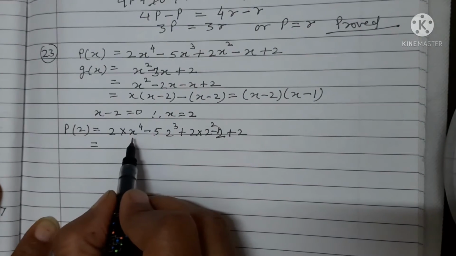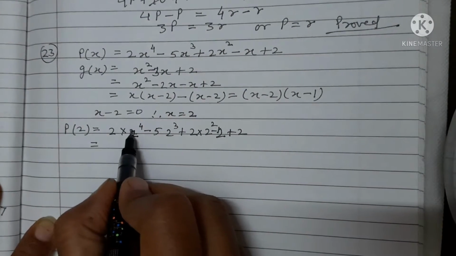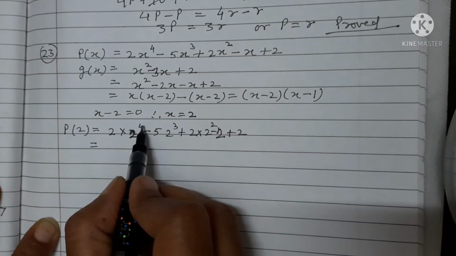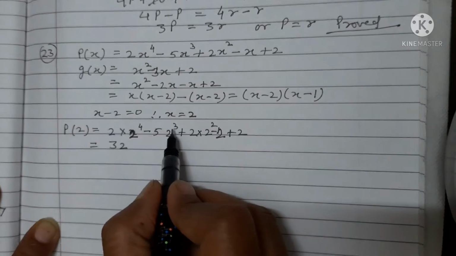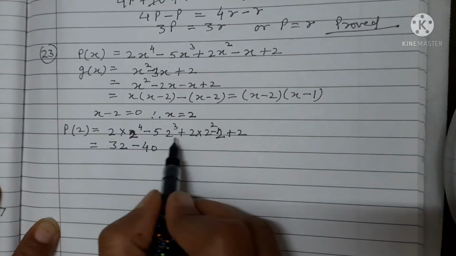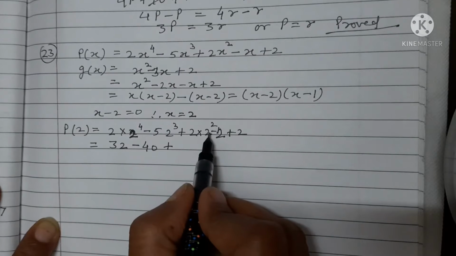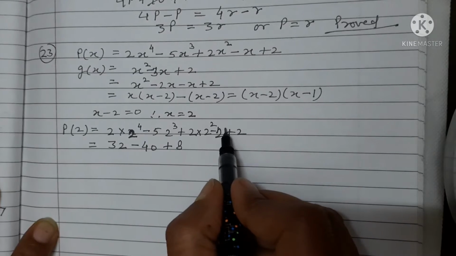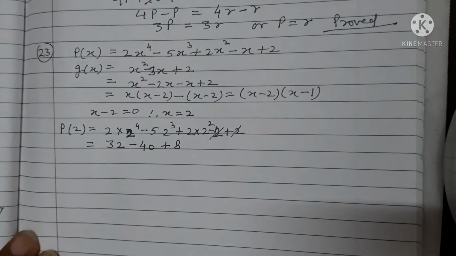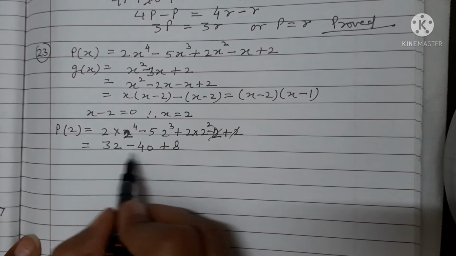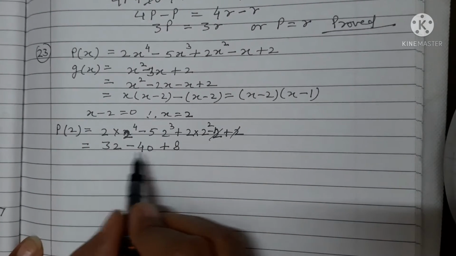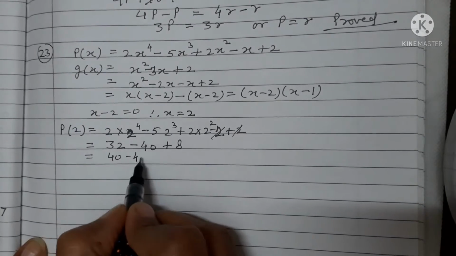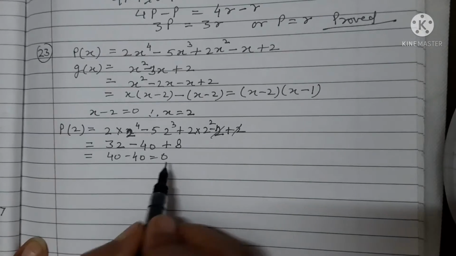You will get 2 to the power of 4 because we have substituted the value of x. 2 times 16 is 32, and 5 times 8 is 40, minus 40, plus 2 times 4 is 8, minus 2 plus 2 cancel. Now 32 plus 8 is 40, and 40 minus 40 is equal to 0.